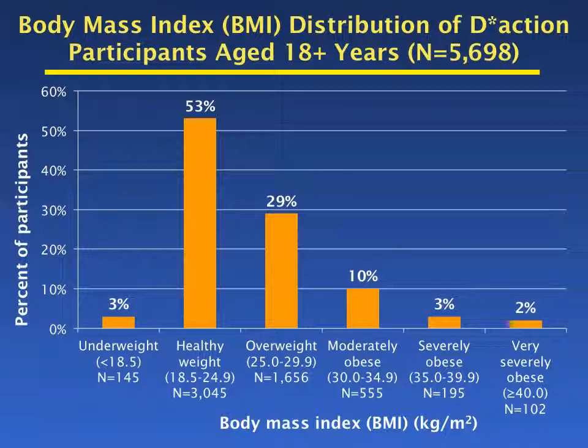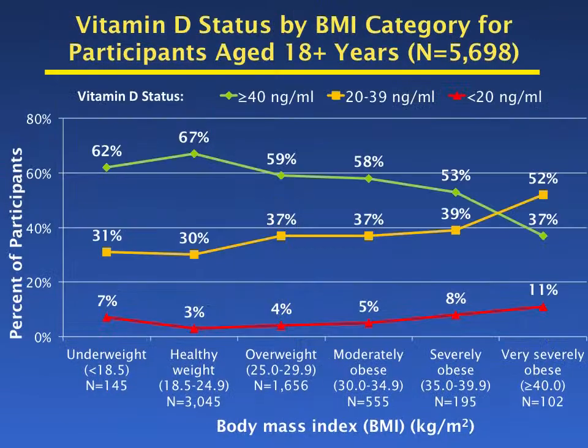As a comparison, the World Health Organization reports that worldwide, 35% of adults aged 20 and over were overweight and 11% were obese in 2008. The graph shows the percentage of participants in each serum level group by BMI category. The green line shows the percentage of participants with the serum level greater or equal to 40 nanograms per milliliter. The orange line shows the percentage of participants that have a serum level between 20 and 39 nanograms per milliliter. And lastly, the red line shows the percentage of participants that have a serum level below 20 nanograms per milliliter.